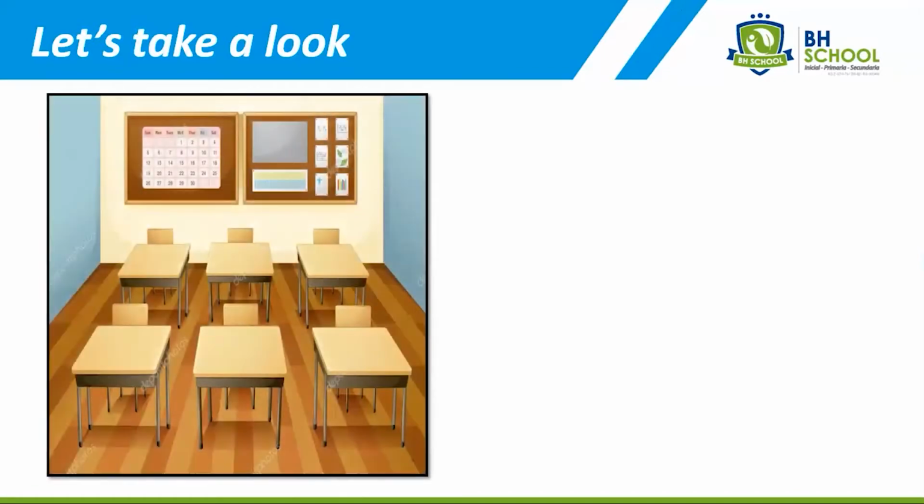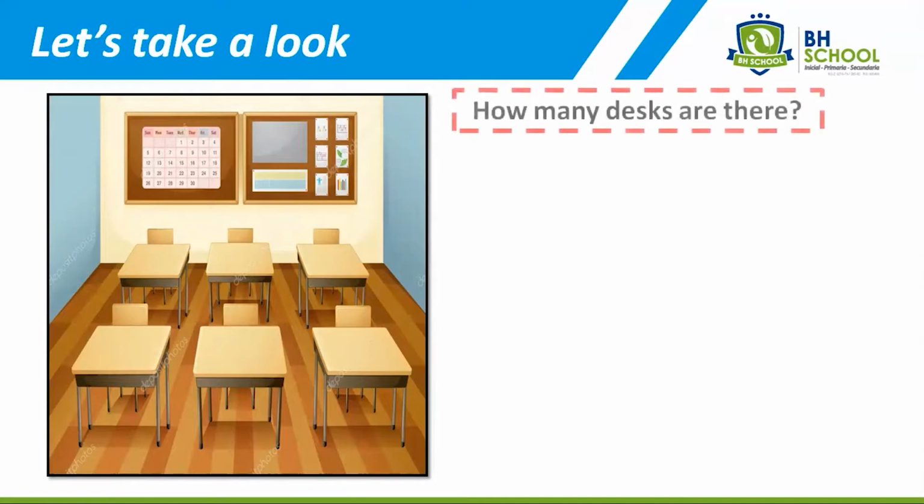What can you see here? This is a classroom, right? What can you observe here? You can observe some chairs, some desks, some boards, some pictures, right? I have a question here, so please help me to answer. How many desks are there?